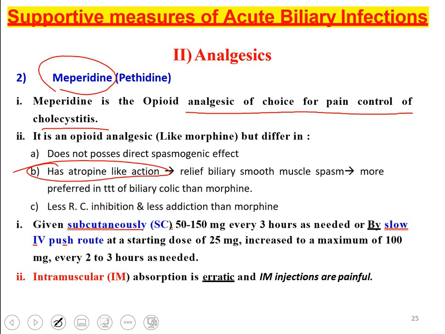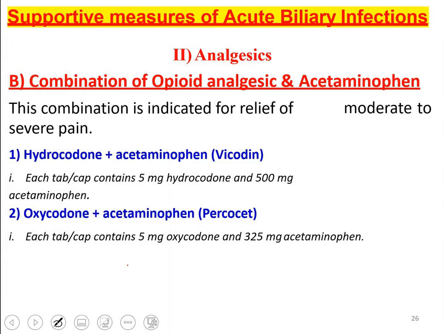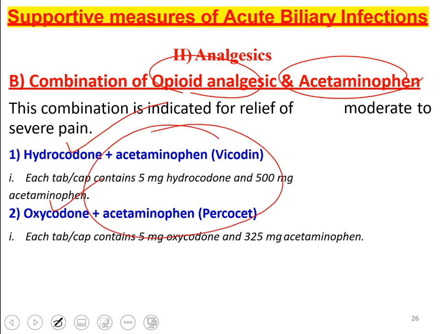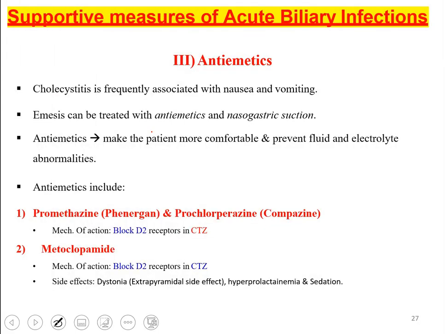Preferably it should be given subcutaneously or by the intravenous route, and if intravenous, it should be very slow. Intramuscular absorption is sometimes erratic, and that can create a problem. In supportive therapy, just to manage the pain, the combination of opioid analgesics plus acetaminophen can be helpful. They may use hydrocodone or oxycodone as narcotic analgesics, and acetaminophen for general pain management.